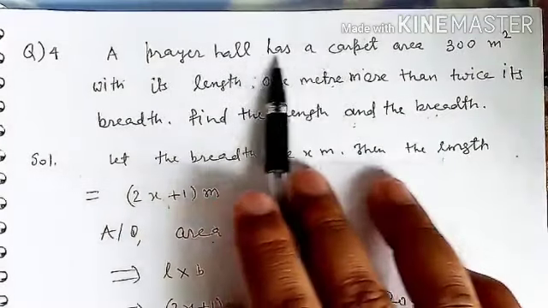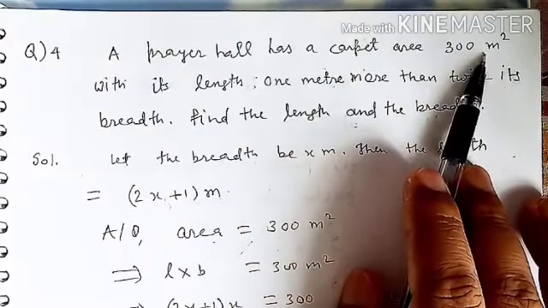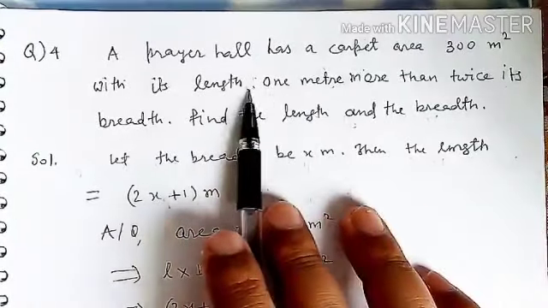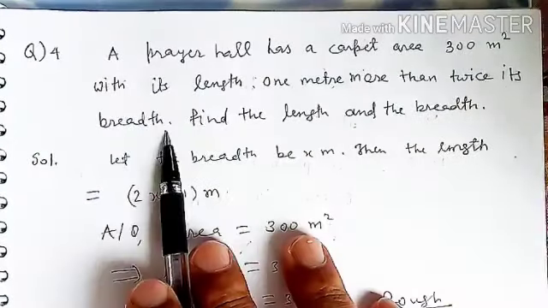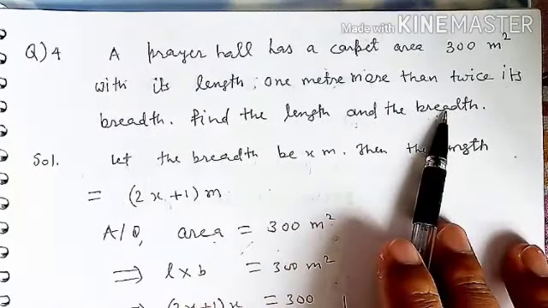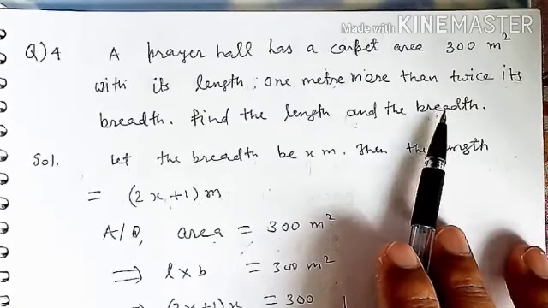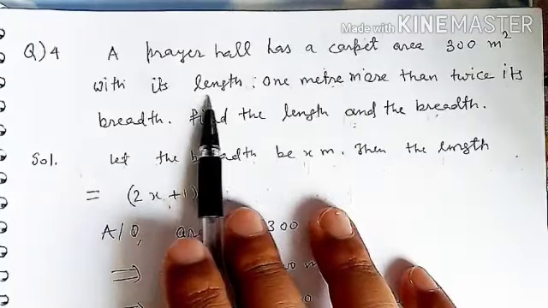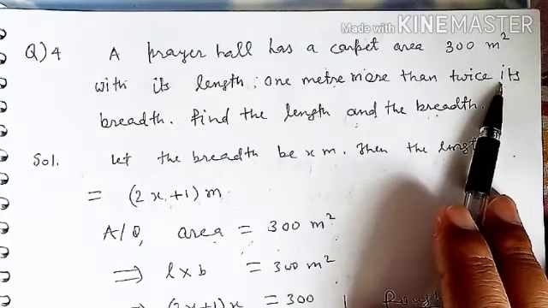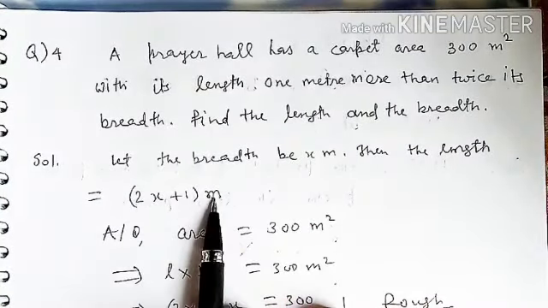A prayer hall has a carpet area 300 meter square with its length 1 meter more than twice its breadth. Find the length and the breadth. So let us take the breadth as x meter, and it is given that the length is 1 meter more than twice its breadth. Then its length becomes 2x plus 1 meter.